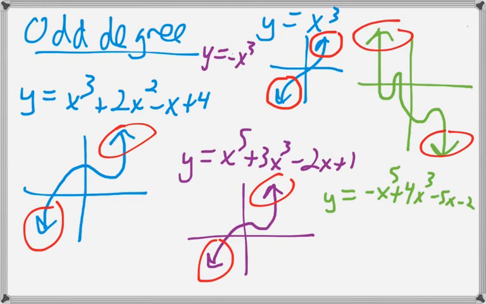in other words, y equals negative x cubed, it would be the opposite. The left end would be up and the right end would be down if you did that reflection. The same will be true for any odd degree polynomial. The left end down, right end up for a positive leading coefficient, and then we saw here for a negative leading coefficient it will be the opposite.